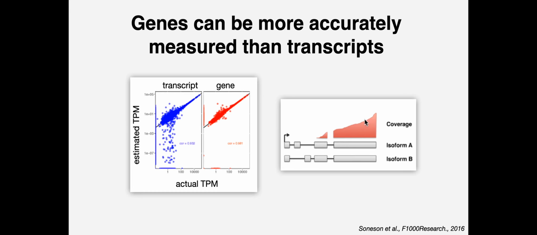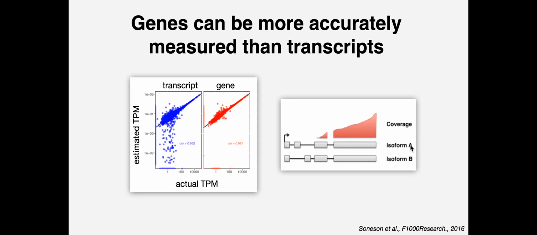However, if we decided we wanted transcript level quantification of isoform A and isoform B, then we would have a much harder time making an accurate call of that expression from data like this, because those reads map to exons that are shared between isoform A and isoform B.